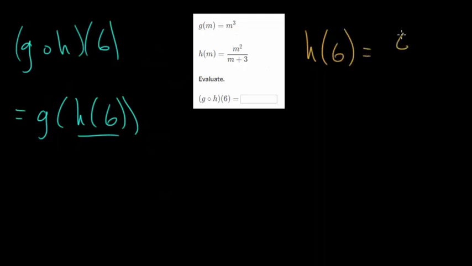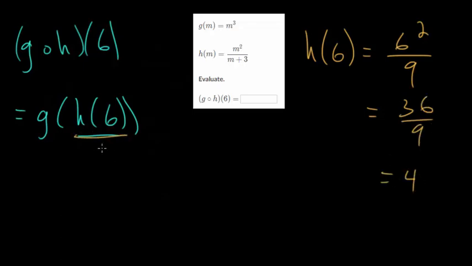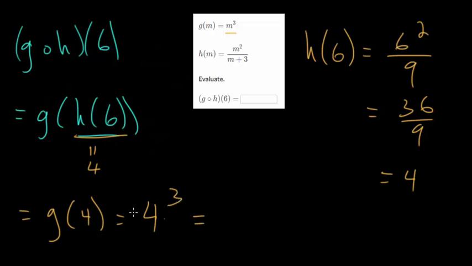And we get 6 squared over 6 plus 3, which is 9. So you get 36 over 9, which is 4. So this will be replaced with 4. And we have g of 4. And so we plug in 4 to our function g. And so we're cubing 4, which is 64. So our final answer for this problem, plugging in 6 to this composite function, gives us a value of 64.